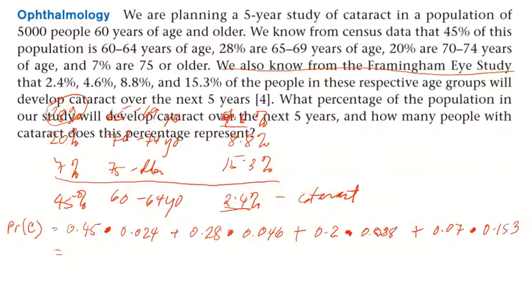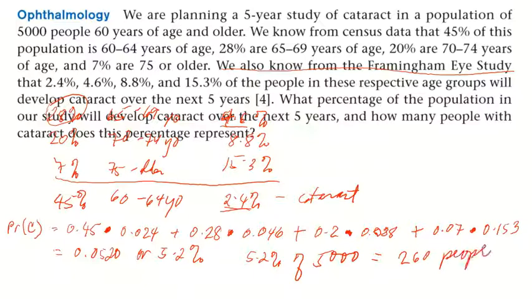So if we're going to multiply and add all of these, if you have your calculators, we're going to arrive at a number 0.052 or 5.2% of the general population. Now, how many people are those? If there are 5,000 that we started with, we simply have to get 5.2% of 5,000. And that's equal to 260 people expected to have cataract within the next 5 years.